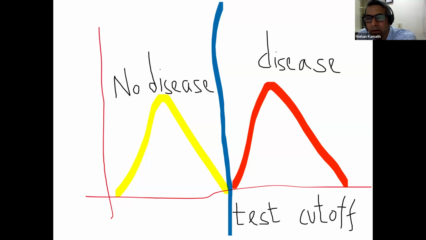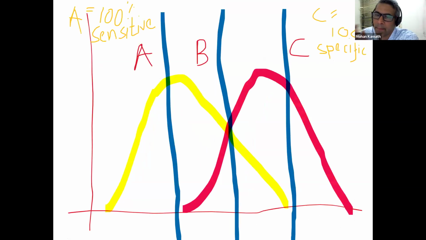So the red peak here is the disease, the population which has got the condition, and the yellow peak here is, of course, the ones who don't have the disease. So every time in the OPD or in your ward or wherever in the clinical situation, you will have a test which needs to identify those with the disease or rule out those who don't have the disease. So the test cutoff, this is an ideal world where you do a test and those who are positive are the ones with disease and those who are not positive are the ones who are free of disease. But in the real world, this doesn't happen.